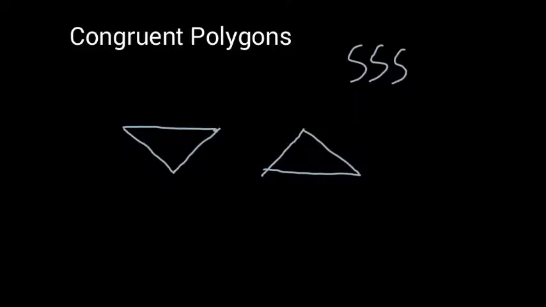Alright, to be congruent with side, side, side, each corresponding side has to be congruent. So this side matches to this side, then this side to this side, and then the flat sides are congruent. So anytime you see something like that, then your triangles are congruent based on side, side, side.